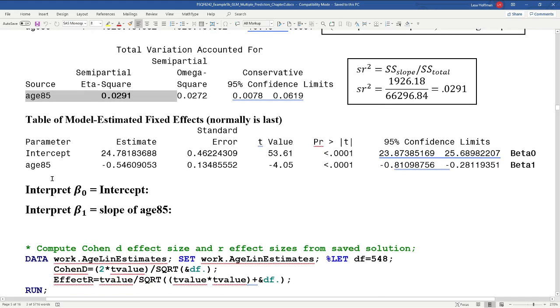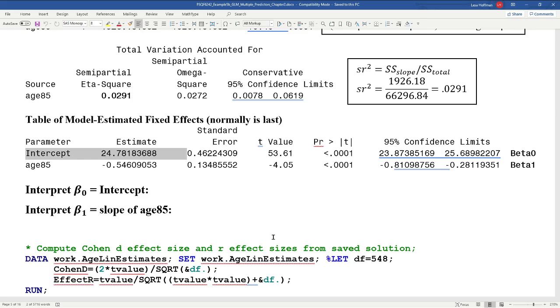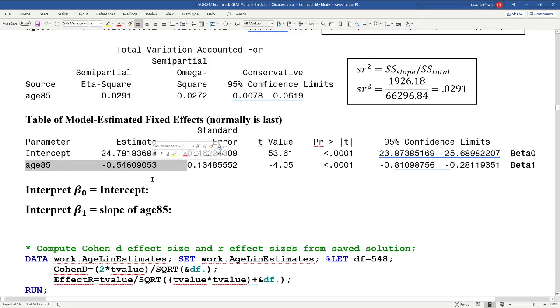In terms of interpreting our results, our intercept is now specifically the cognition score that is predicted for someone who's 85. So an 85-year-old is predicted to have a score of about 24. And for every year older, that score is expected to go down, it's a negative slope, by 0.5. So people who are older are expected to have lower levels of cognition. They are expected to have a half a point lower per year older. And this slope is statistically significant.